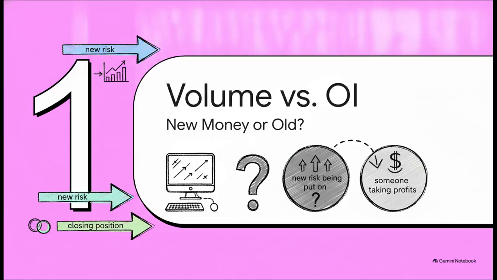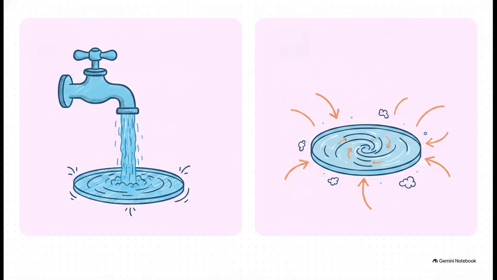Section 1, volume versus open interest. We need to figure out exactly how to tell if we're looking at new money or old money. We really have to start by redefining what flow actually means. Seeing thousands of contracts print on your screen is completely useless unless you can tell if it represents new risk or if it's just someone taking profits.